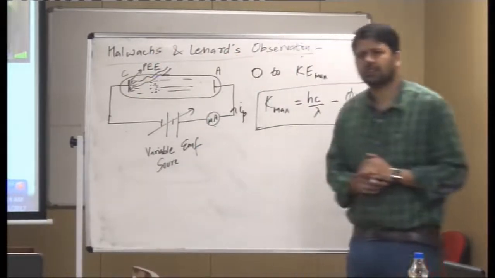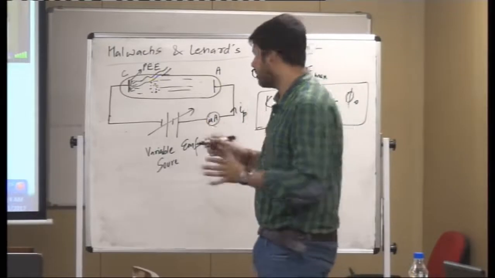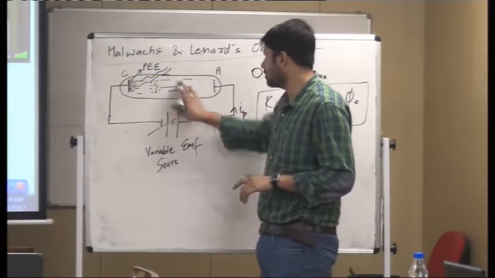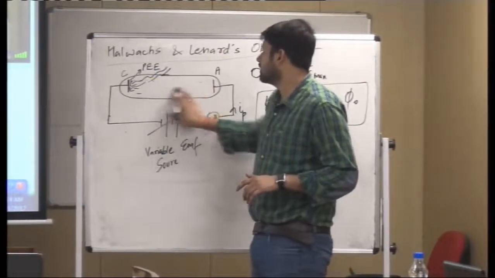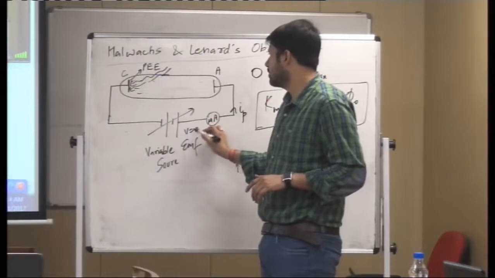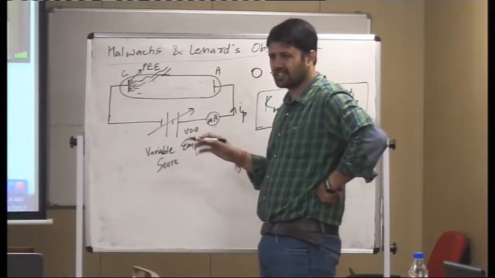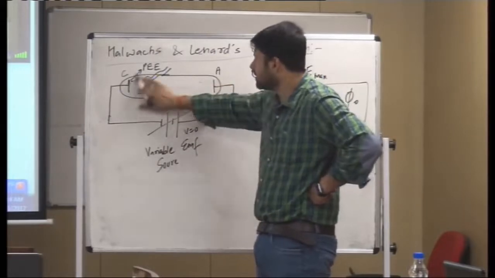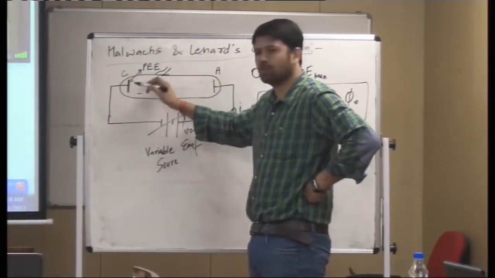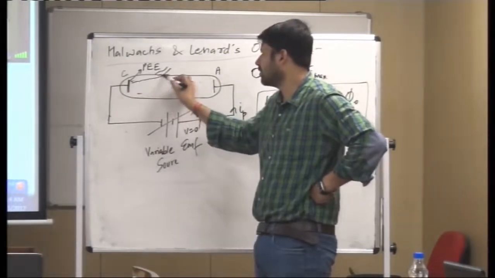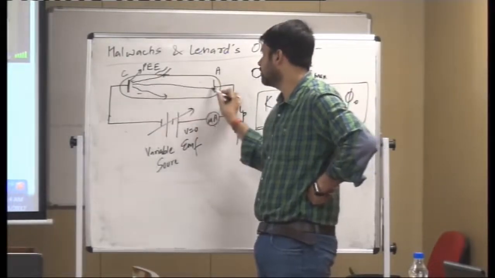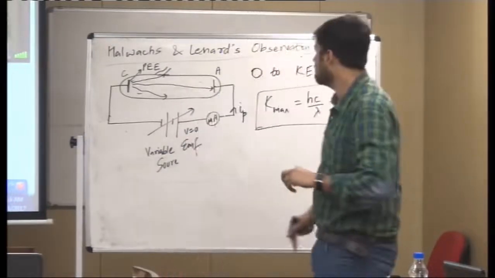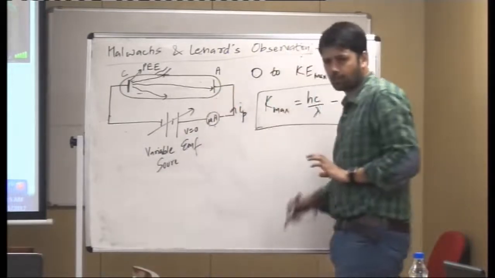Third one is potential. Now let's try to understand the role of potential. Let's say initially the voltage was 0. Now the electrons are ejected, and it's not necessary that they would go straight, because they can go in any random direction. Some would go here, some would go here. Very few would actually go straight. So these few would represent the photocurrent, right?